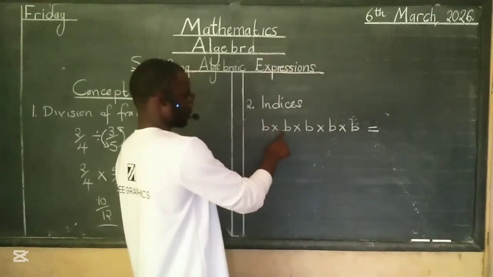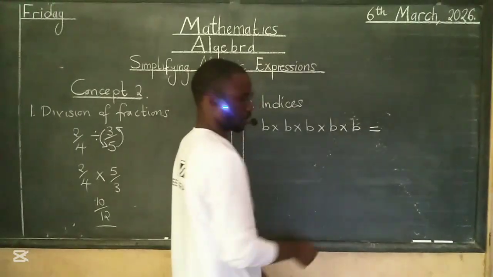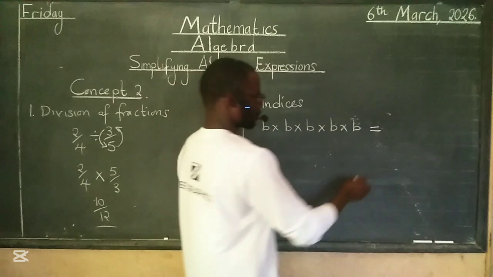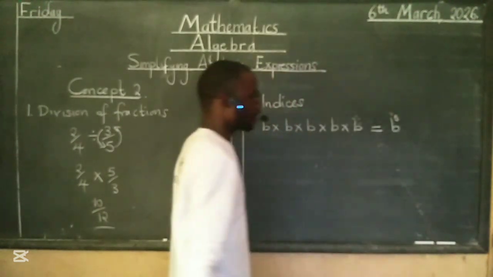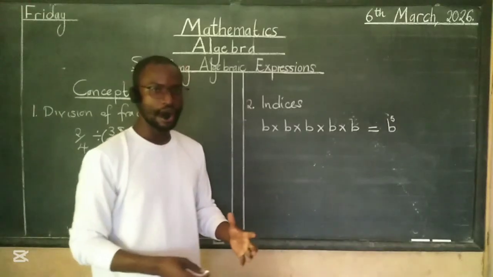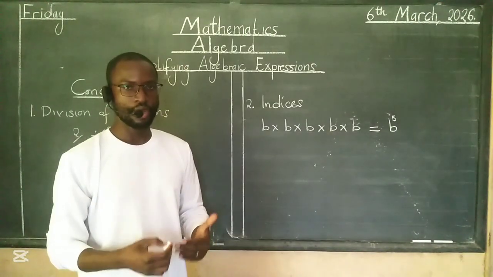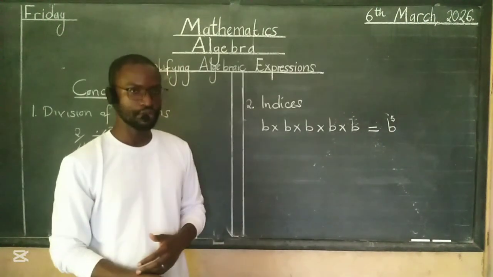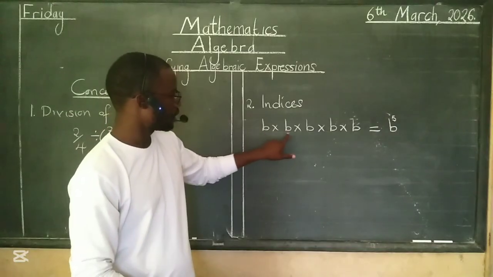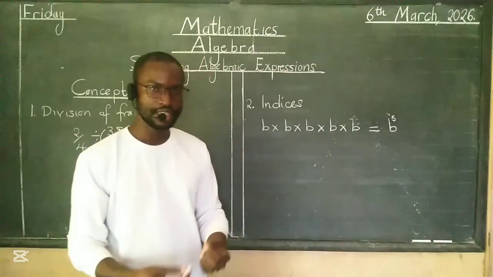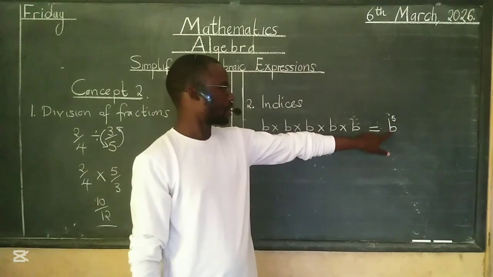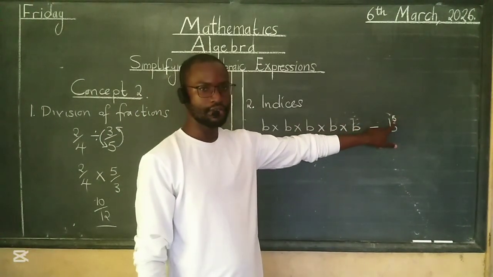1, 2, 3, 4, 5. So we have how many? 5 b's. So we write the b itself and just put a 5 up there to show that there are 5 b's being multiplied by themselves. So b times b times b times b times b can be written in an easier, simpler way by just saying b to the power 5.